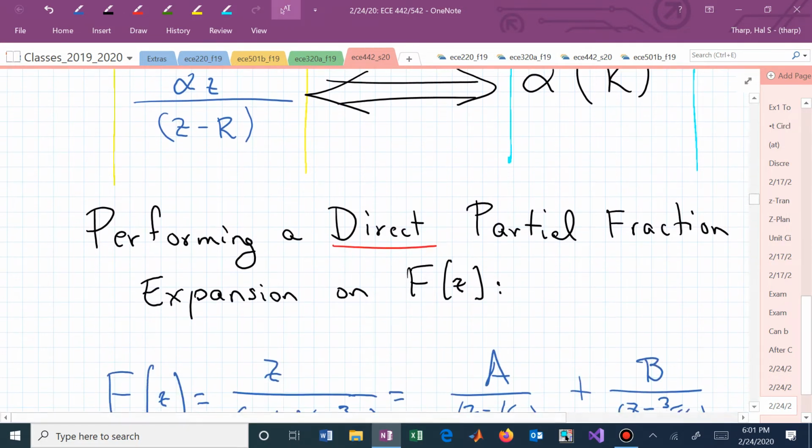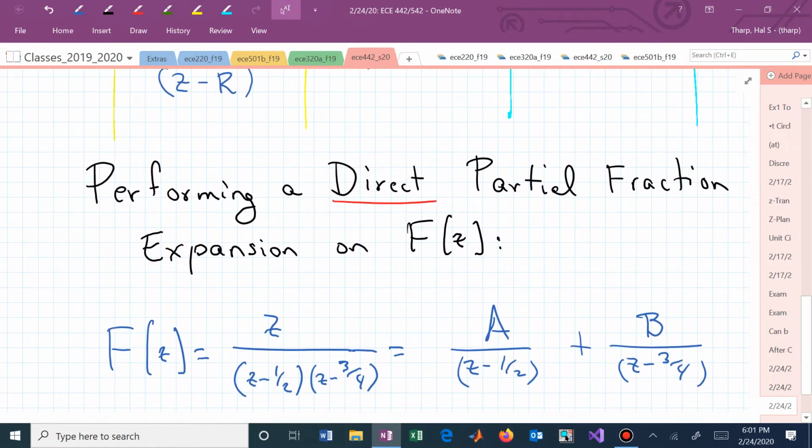You now know it's alpha r to the n for n greater than or equal to 0. What if now somebody gave you an F of z equaling z over z minus 1/2 times z minus 3/4? And you said, oh, this is a piece of cake. Let me just do a partial fraction expansion. This is what we learned in our third year, in our junior year, right? Maybe 320. In terms of Laplace, now it's A over one of those factors, z minus 1/2, plus B over z minus 3/4.